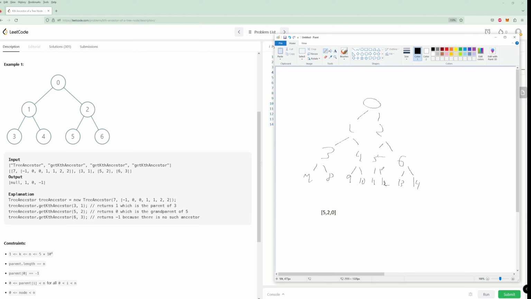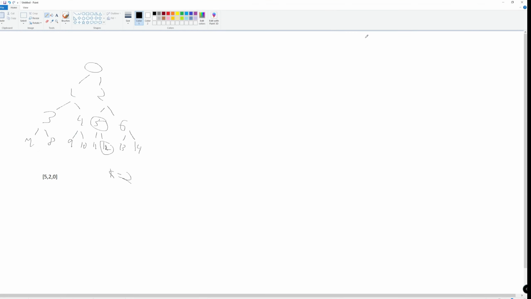Well, can we figure out the parent, or let's say we want to get the second node from 12. Well, can we do that if we have the parent of this node? So if k is 2, can we get the second ancestor of this if we have the ancestor of this? Well, yeah, we could go up 1. So the algorithm we're going to be doing, and it is kind of confusing, it's called binary lifting.